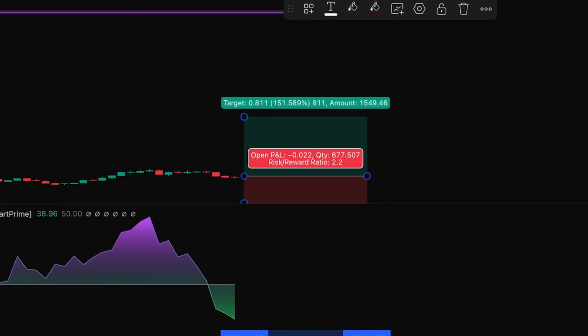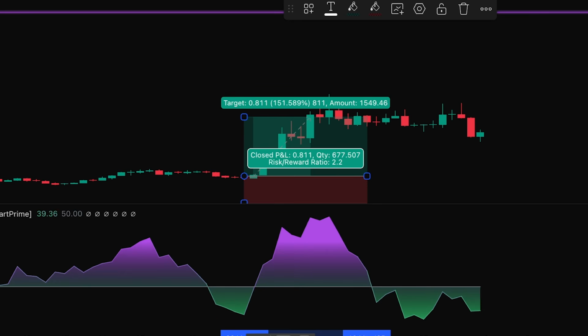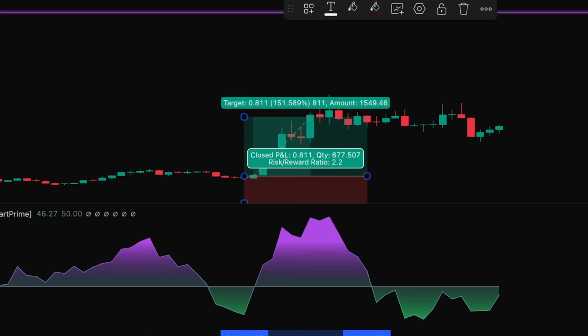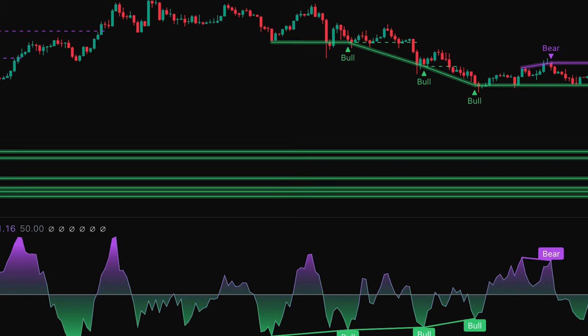Okay, now the fun part. How to actually trade with it. We'll focus on practical rules for longs and shorts, always combine with your overall strategy, like trend confirmation or candlestick patterns, and use proper risk management.